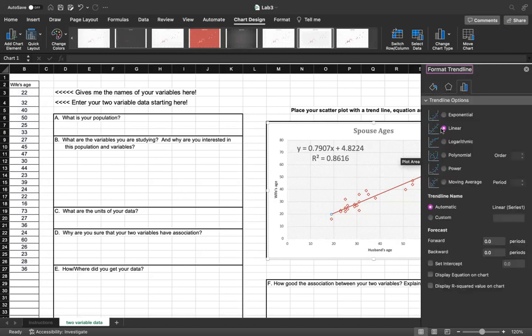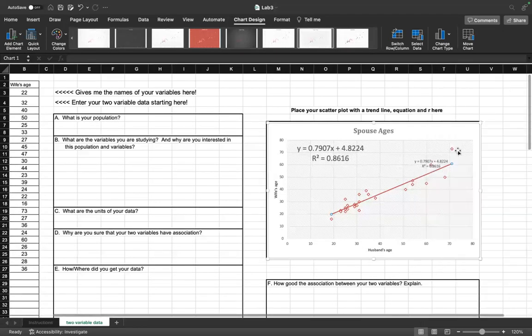I don't know if it's going to let me back there. Okay. I want linear. Go down here. You want to display the equation. You want to display the R squared value. Display the equation and display the R squared value. These are the two things I want to put on there. Is it not going to do it again? Yes, it did. I got it. Okay.